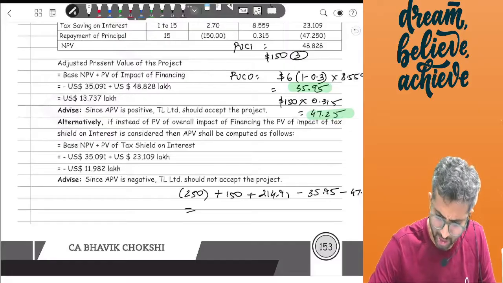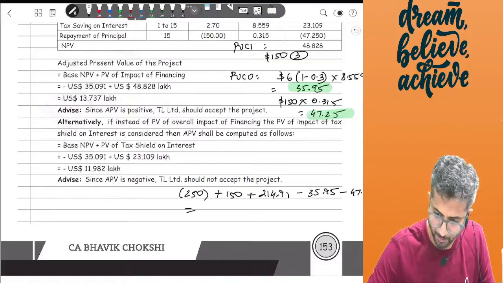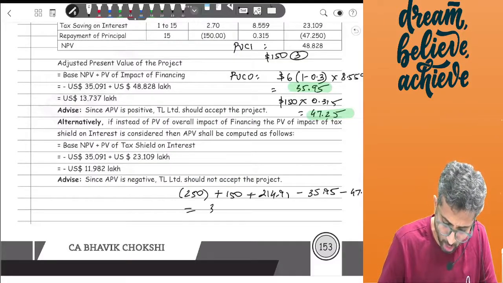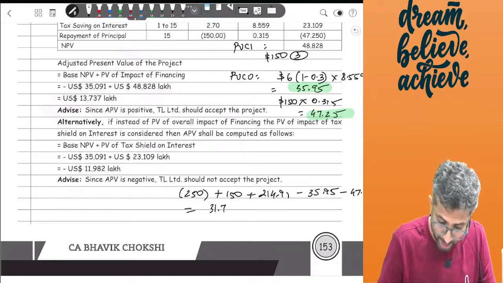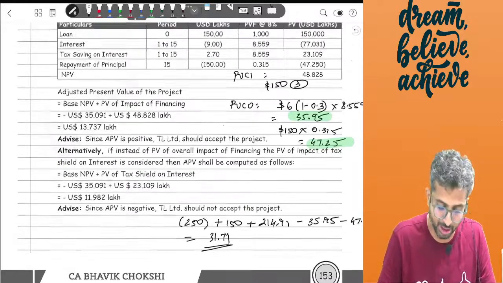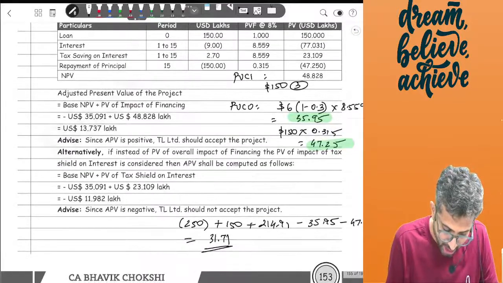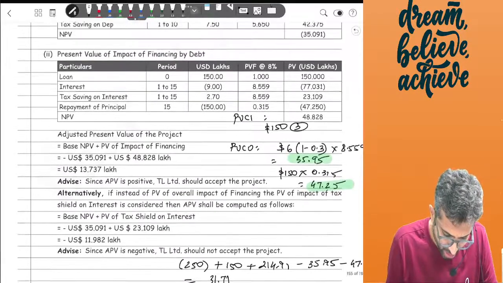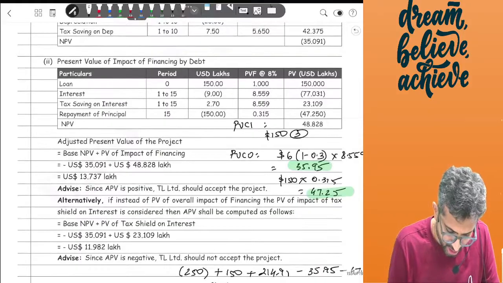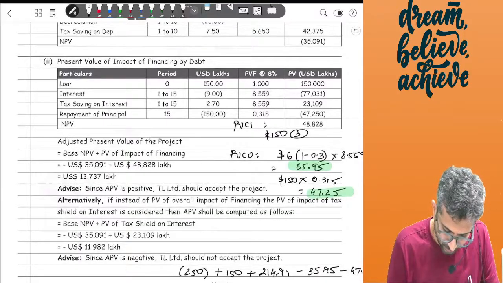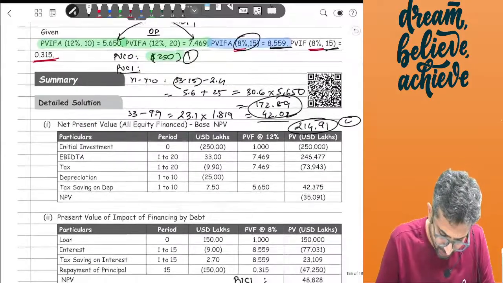You can do an alternative presentation as well. So this is 100, plus 214.91 minus 35.95 minus 47.25. So ideally this will be around 31.71 positive, and hence if the adjusted APV is positive, you will accept the project. So over here, let me just see. I think it is slightly different. Hold on.